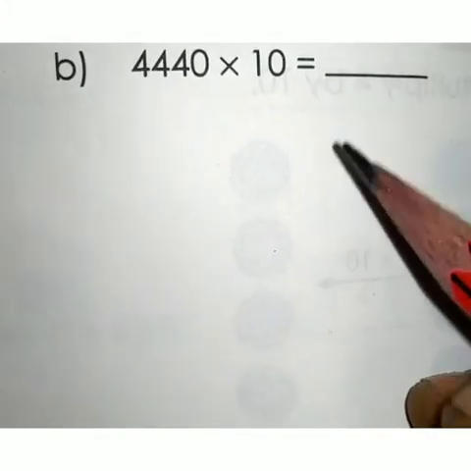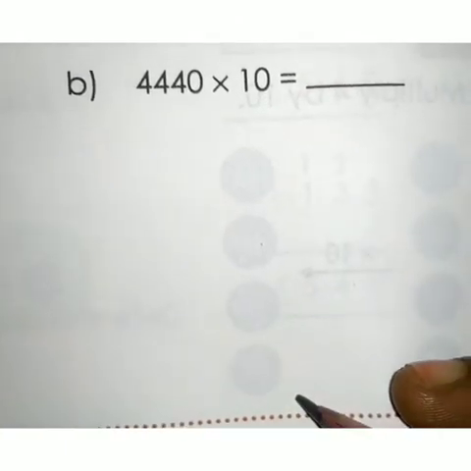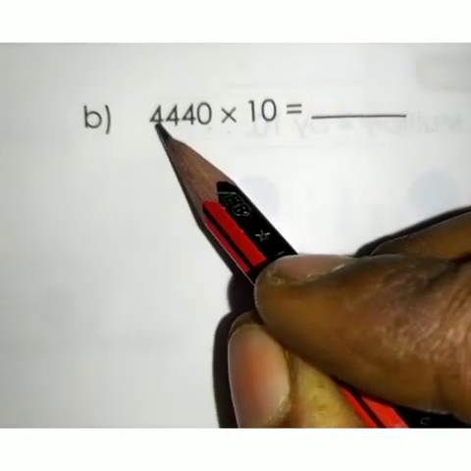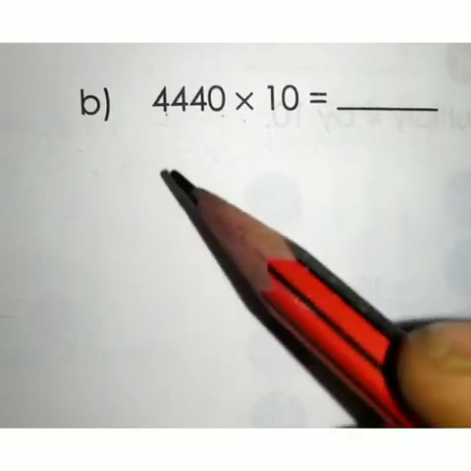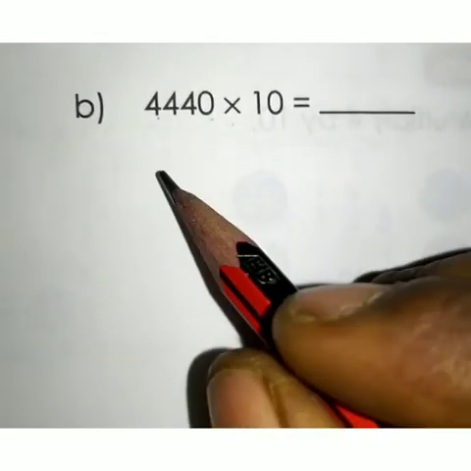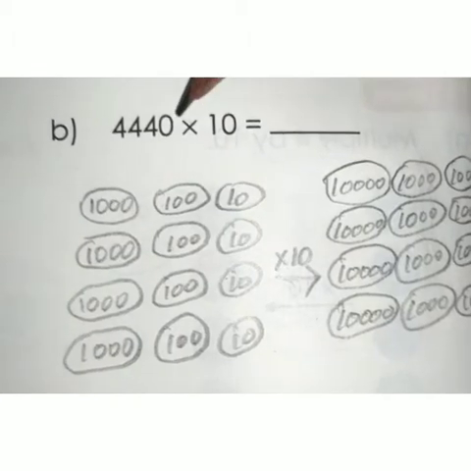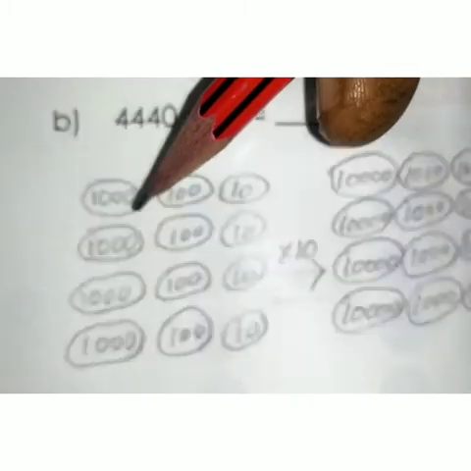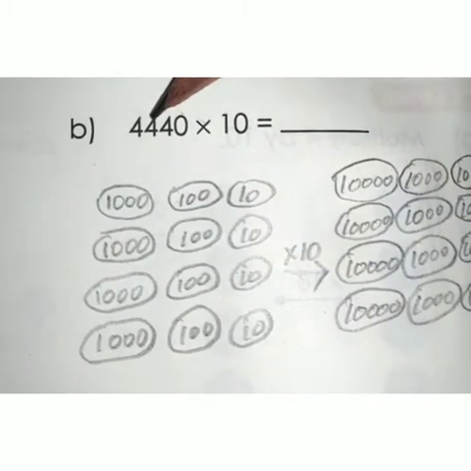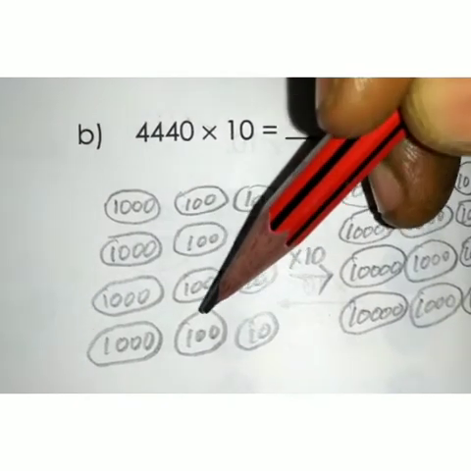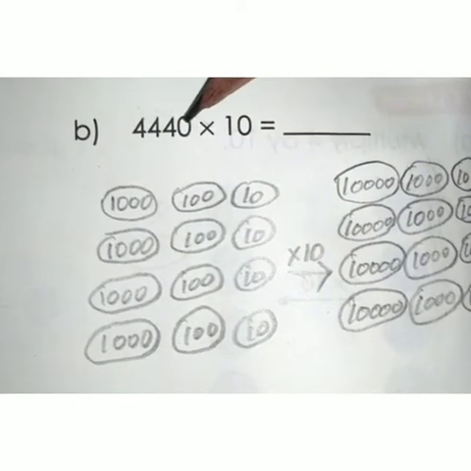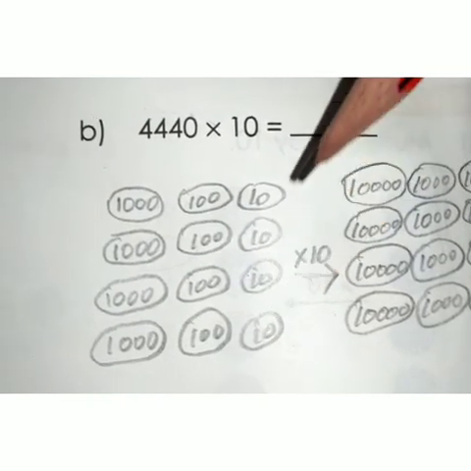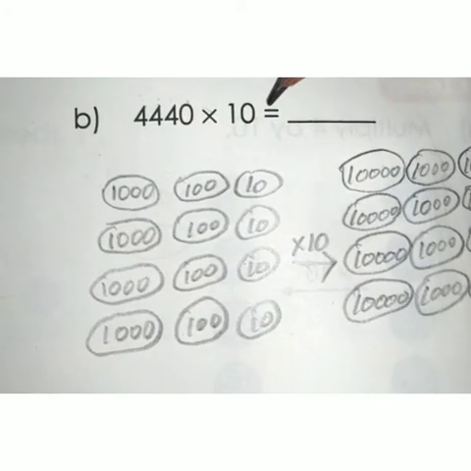Similarly, here also you have to do the same method of calculation by drawing a picture. Ones, tens, hundreds, thousands. In thousands place 4 is there. So 4 times 1000. Then in hundreds place 4 is there. So 4 times 100. In tens place 4 is there. So 4 times 10. Multiply all these values with 10.